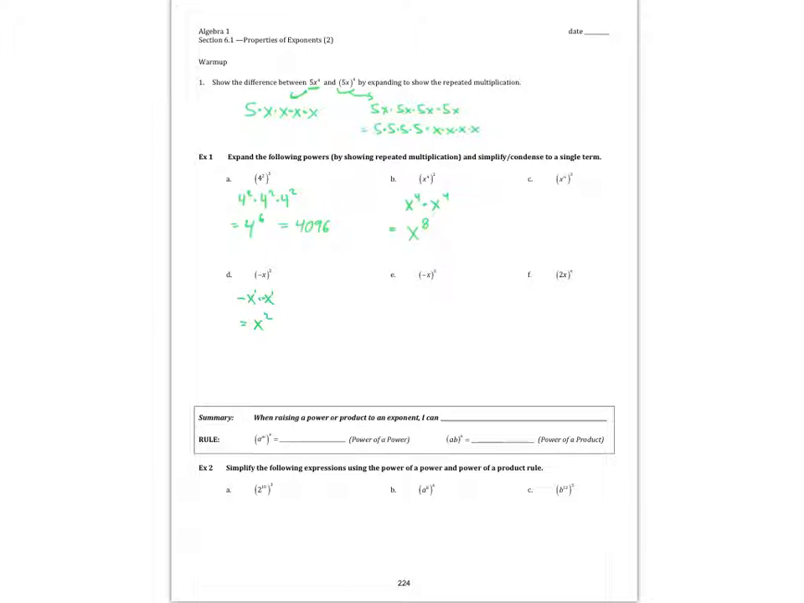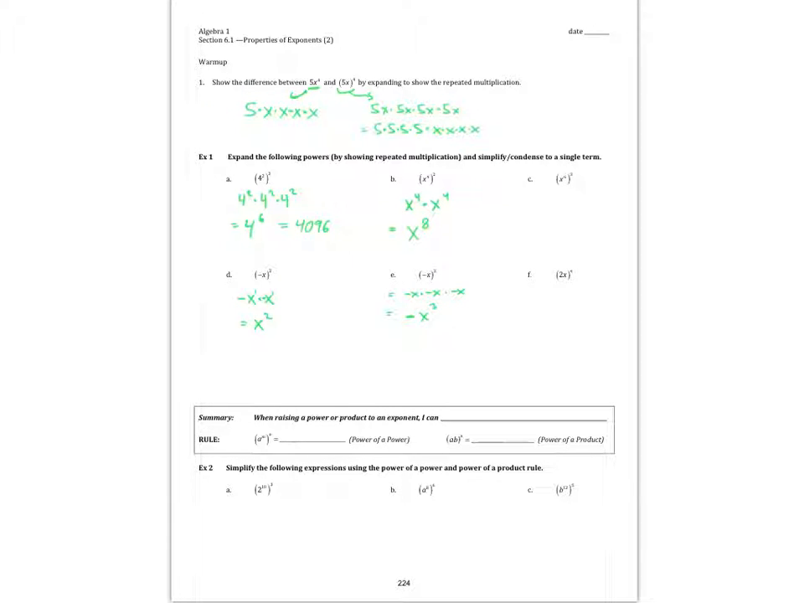And part E, we have negative x to the third. So this is going to be negative x times negative x times negative x. And this time, I get negative times negative times negative is really positive. Nope, that's wrong. Negative times negative times negative is negative. And then x times x times x is x to the third. So for a negative to the third power, we just get negative x to the third. The parentheses kind of go away. But on part D, when it was negative x squared, the negative went away, because when you square a negative, it becomes positive.